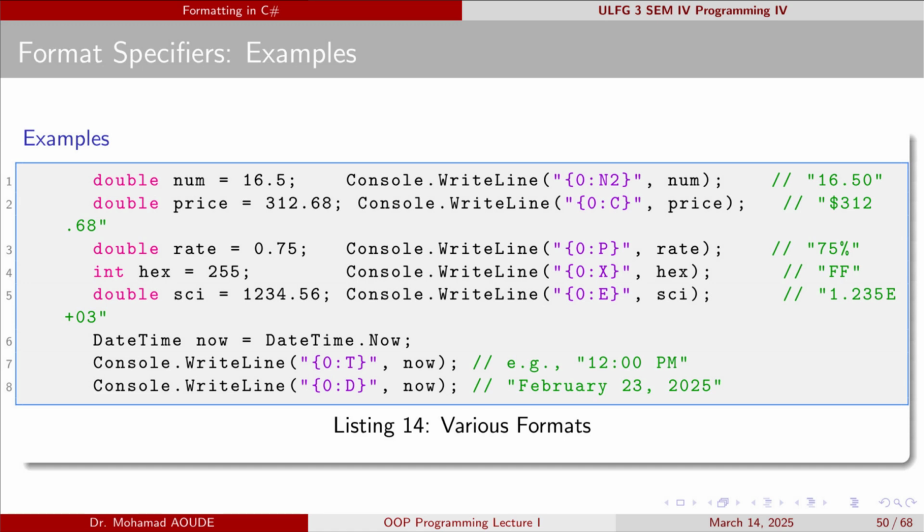C# provides powerful format specifiers to control how output looks. Here are a few examples. N2 formats a number with 2 decimal places, like 1650. C formats a number as currency, automatically adding the symbol. P formats a value as a percentage. X converts an integer to hexadecimal. E expresses numbers in scientific notation. And for dates, T displays time, and D shows the date. Formatting isn't just cosmetic. It makes your program professional and user-friendly.